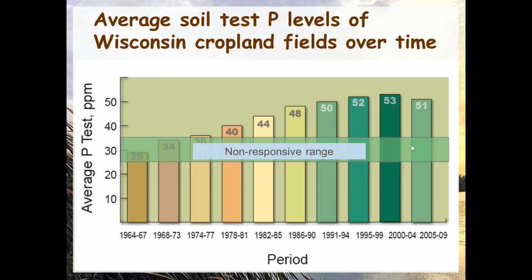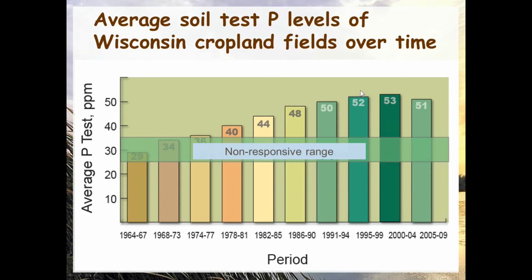This green bar is the non-responsive range for our typical field crops in Wisconsin. These are the soil test phosphorus levels that are in the high to excessively high value. You can see over time, from when we started looking at them in the mid-60s, we've built up soil test phosphorus slowly but steadily over time to where the average soil test level for phosphorus in the state of Wisconsin is significantly higher than crop needs.